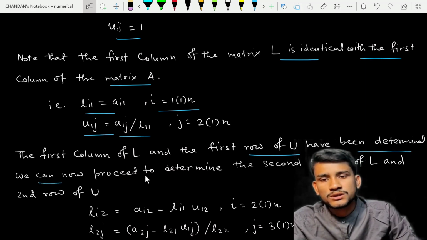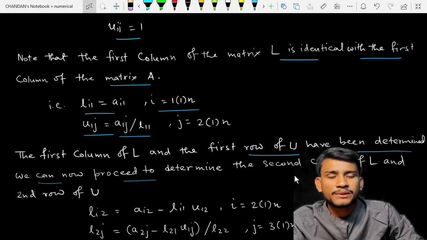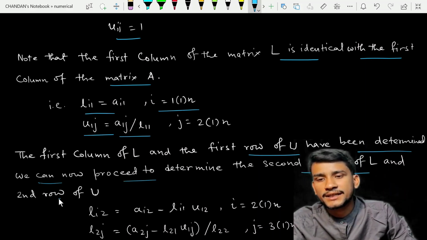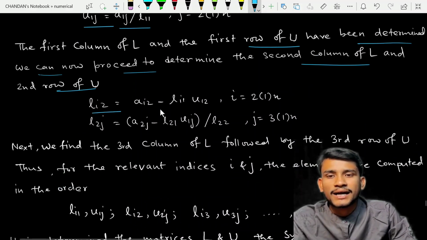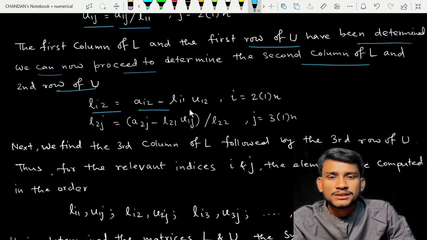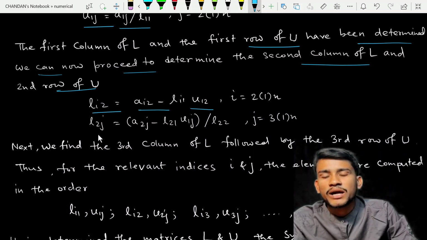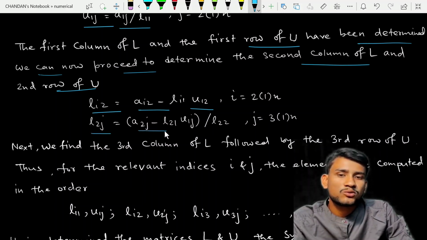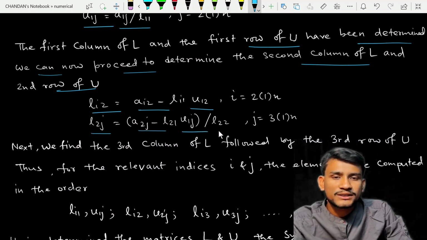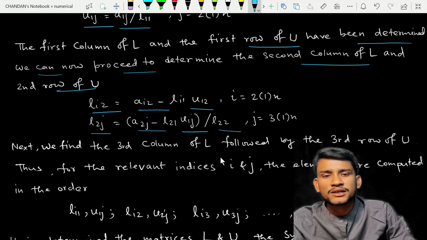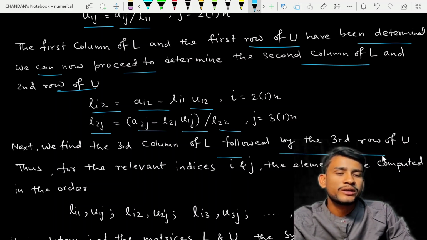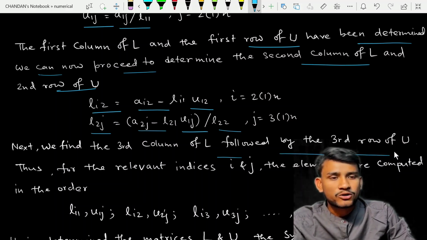We can now proceed to determine the second column of L and the second row of U. So for the second row, U2j is equal to A2j minus L21 U1j, divided by L22. Then the Li2 is equal to Ai2 minus Li1 U12.